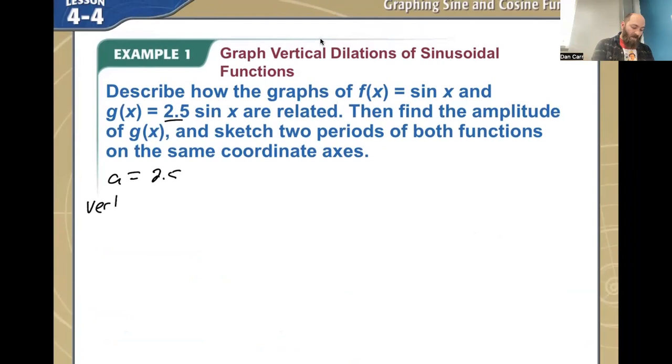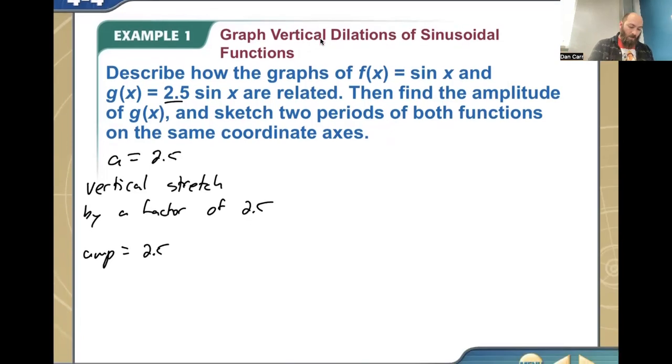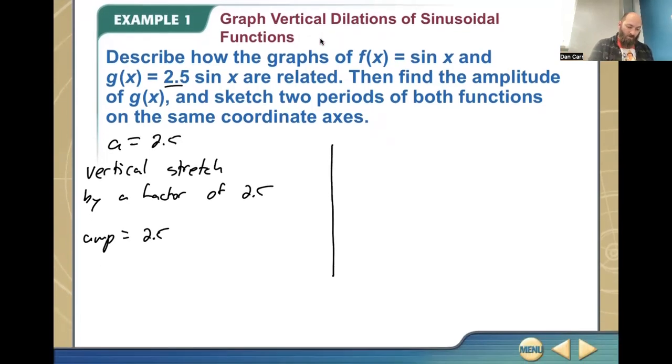So I can describe that as a vertical stretch by a factor of 2.5. So everything's going to just stretch up. That's what a does, just like way back in all of our other functions where we talked about the a value, which means my amplitude is 2.5. That's all it is here. So I'm going to go ahead and draw this out.